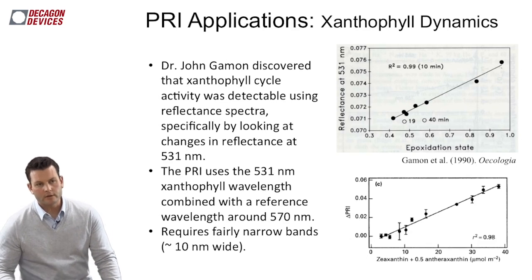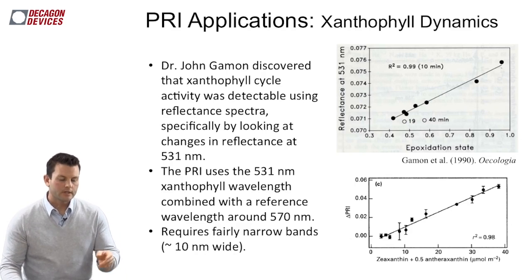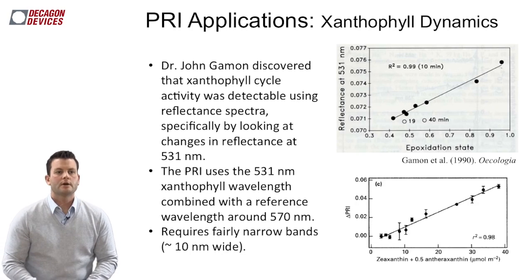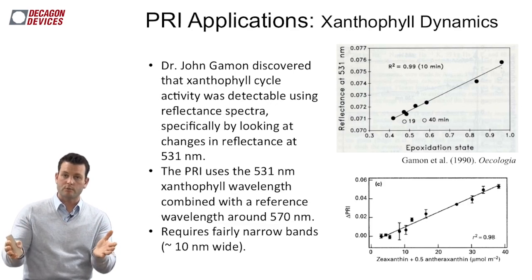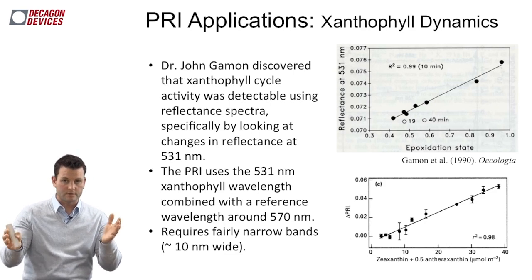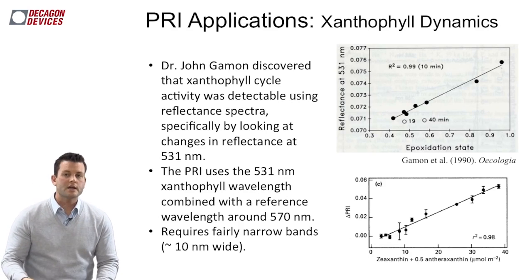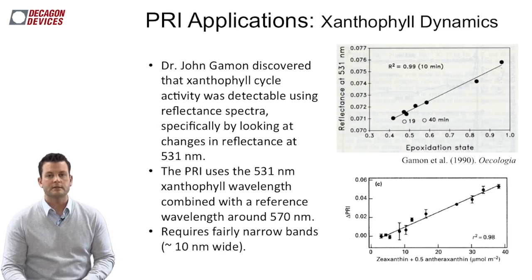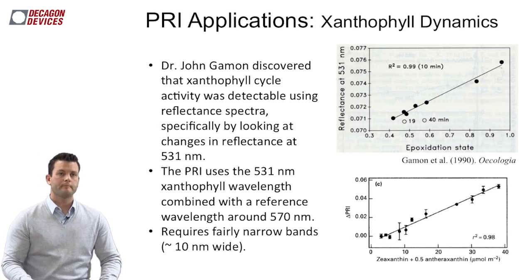The other thing to note here is that the xanthophyll activity, when we look at the reflectance spectrum, can only be detected within relatively narrow bands. So if we had a very wide band, for example, if we were measuring across the entire green spectrum, right around 550 nanometers on either side of it, we'd probably miss out on the xanthophyll cycle activity. So in this case, we need to be using really narrow waveband measurements in order to be sensitive enough to detect a xanthophyll-related change.